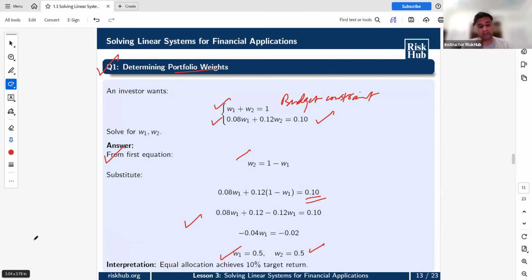The financial interpretation is that a 50-50 allocation achieves 10%. Why? Because 10% lies exactly midway between 8 and 12. The deep quant insight here is that this is actually primitive mean variance optimization. Institutional optimization simply adds a covariance matrix, transaction costs, leverage constraints, sector limits, and liquidity limits, but the heart remains the same, right? Which we need to understand.